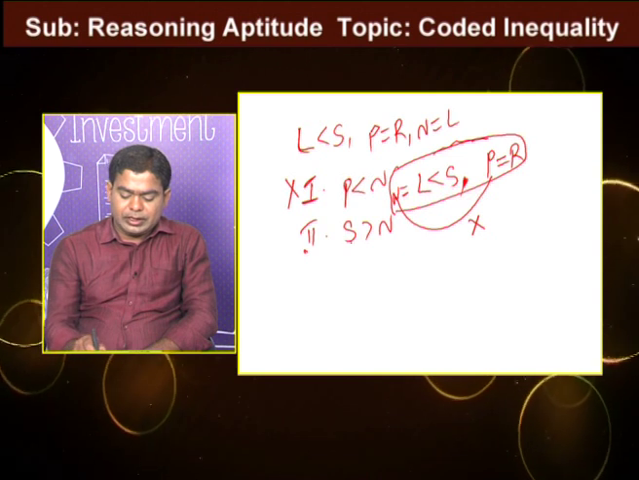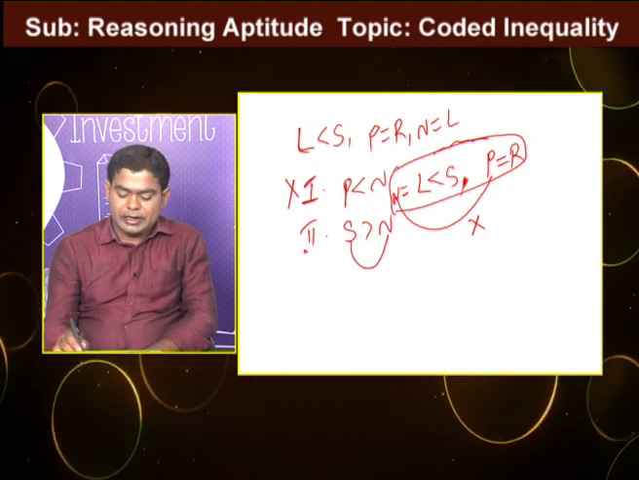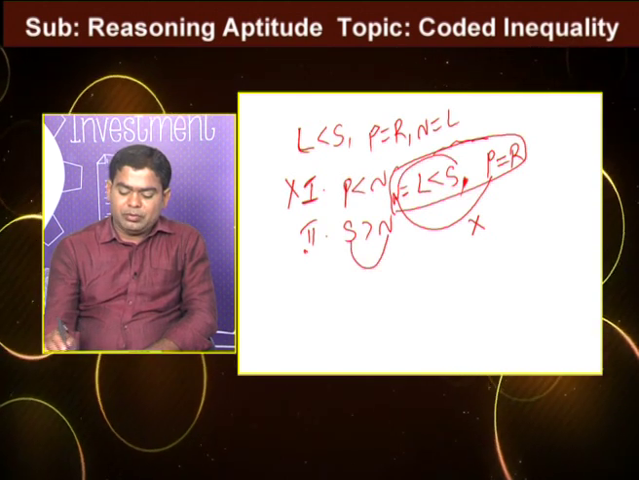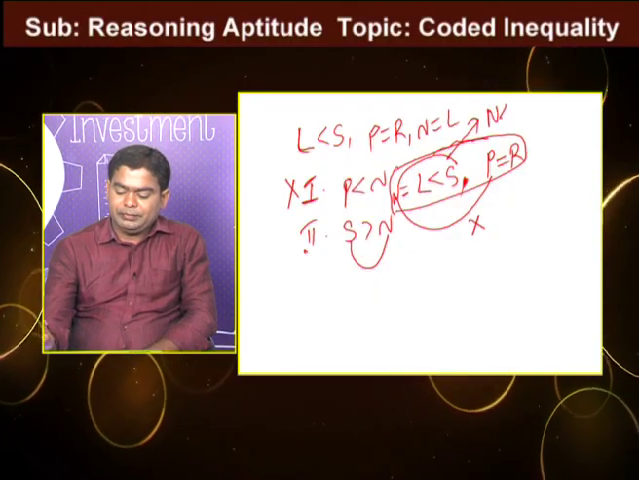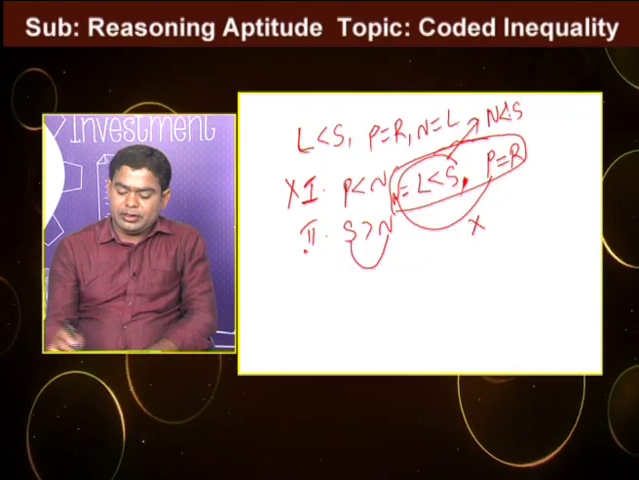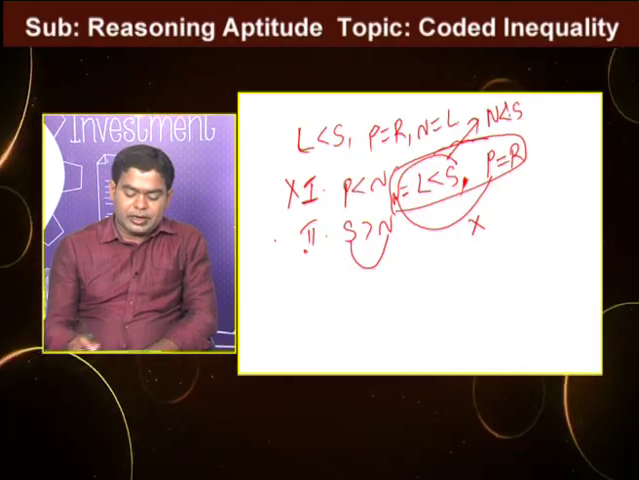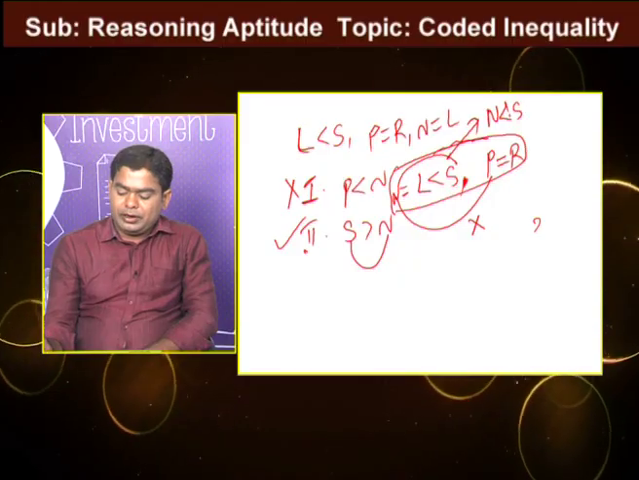Next we go to the next conclusion, that is S greater than N. Here N is there, S is there, both belong to the same part. That means we get N less than S. N less than S is nothing but S greater than N. So according to our question paper, only 2 follows.